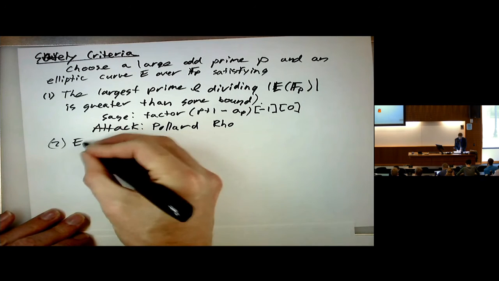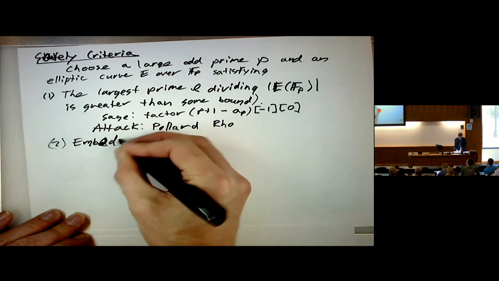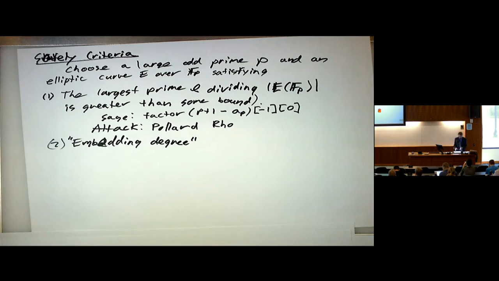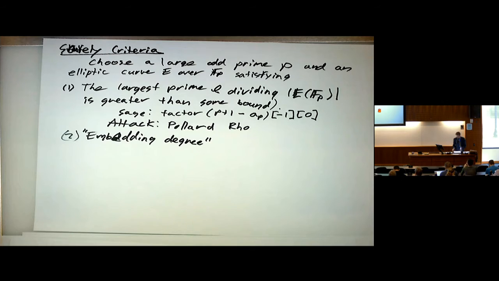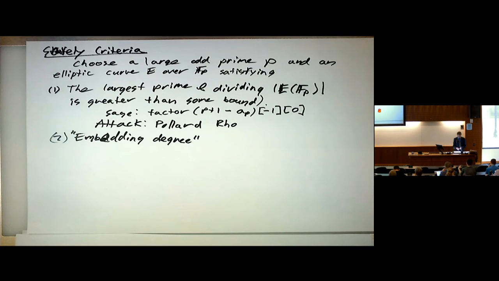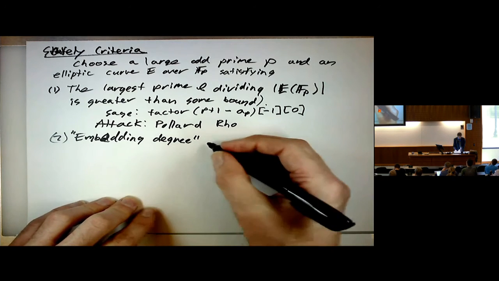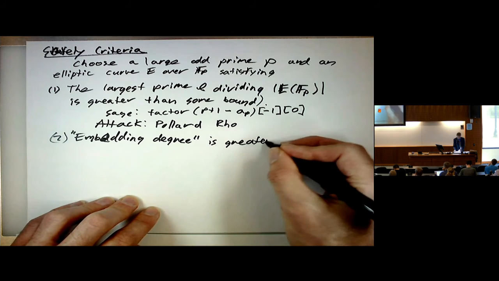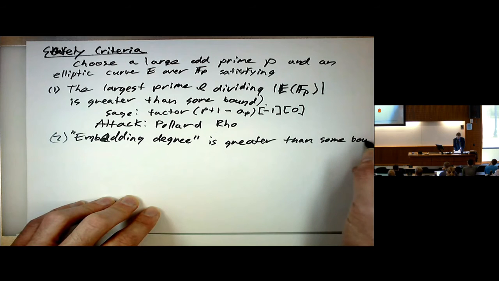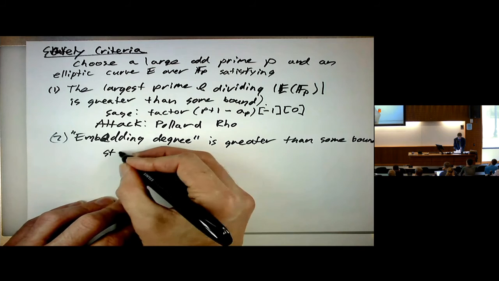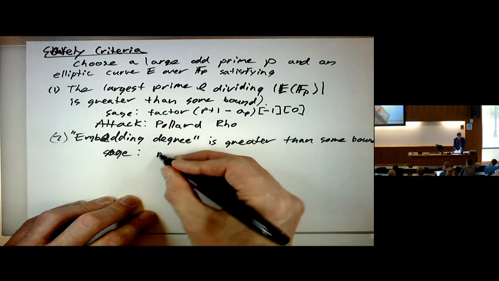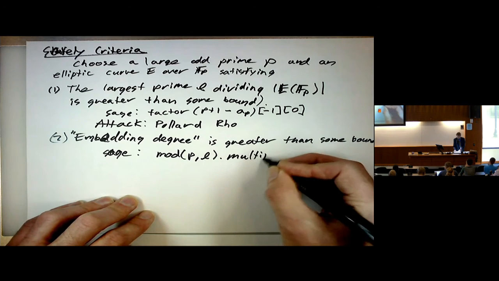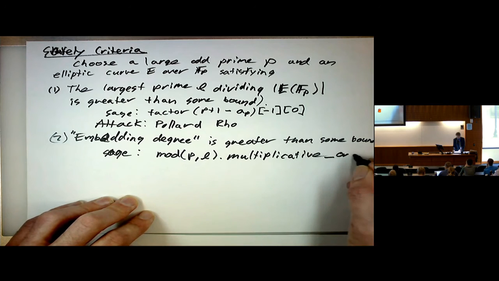Two: embedding degree. The way you might want to define this for general number theory versus the way you want to define it for cryptography are slightly different. I'm going to define it for cryptography. The embedding degree, we want it to be greater than some bound. And you can calculate it as the multiplicative order of P mod L. And I'll explain where that comes from.